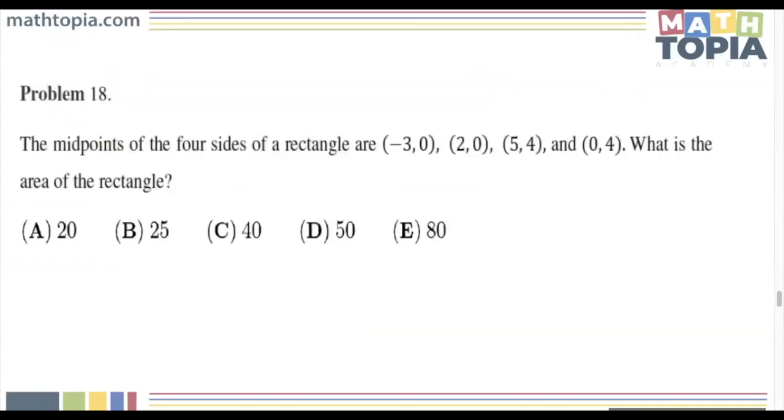All right, we have the midpoints of the 4 sides of a rectangle given, and we're trying to find the area of this rectangle. So these 4 points, let's try plotting them. We'll just sketch it, right? -3, 0, 2, 0, 5, 4, and 0, 4.